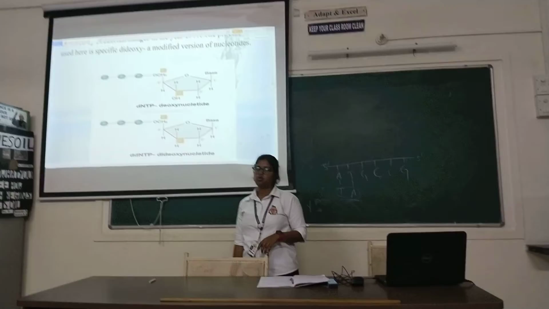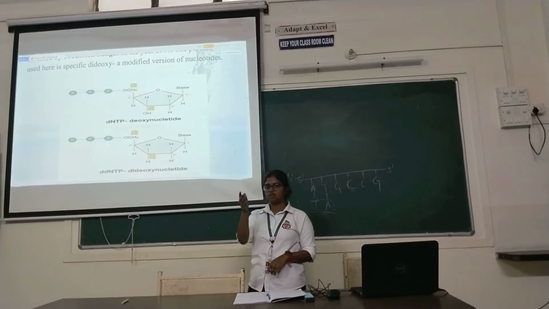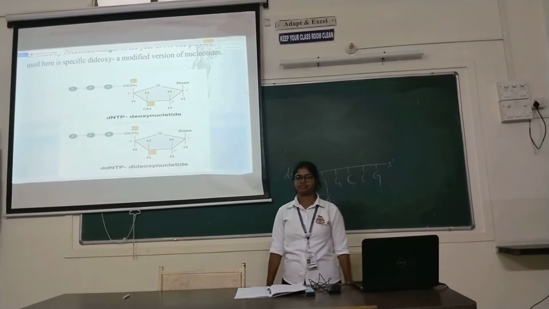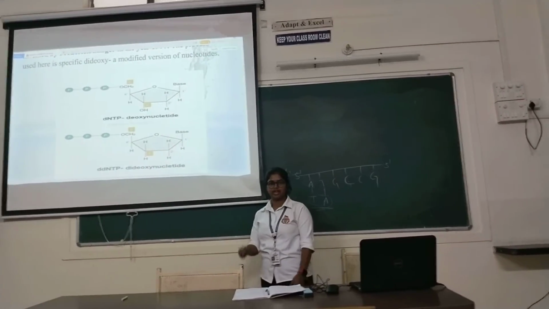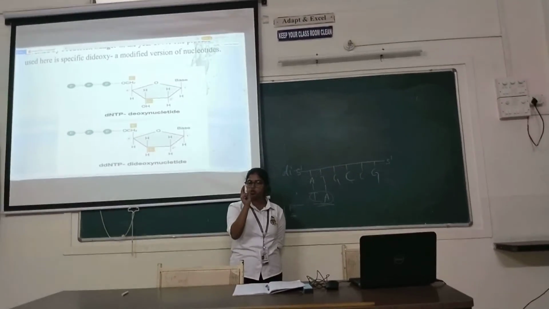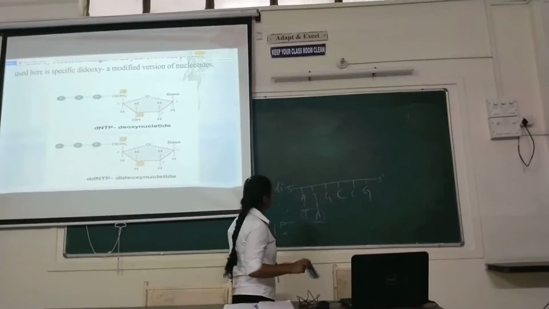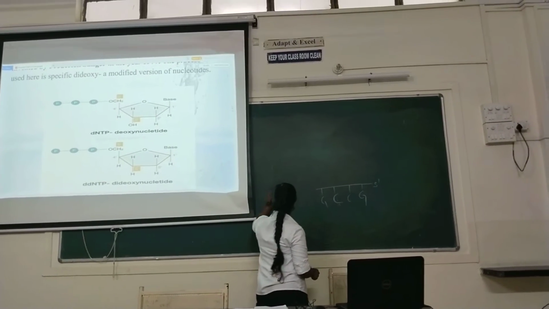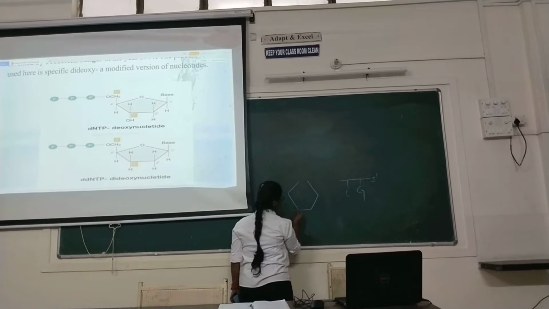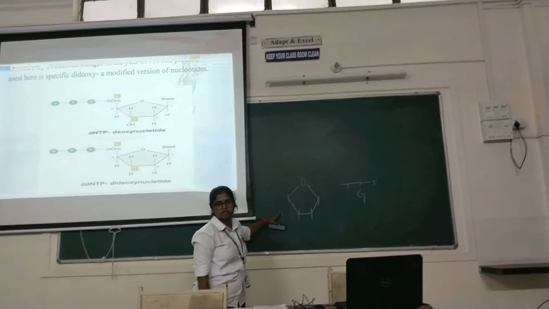Dideoxy. What is di? Di is 2. Oxy. What is oxy? Oxygen. What is D? Removing. Deletion. Dideoxy method. Deletion of 2 oxygen is done here, in what? In a pentose sugar. This is a pentose sugar.